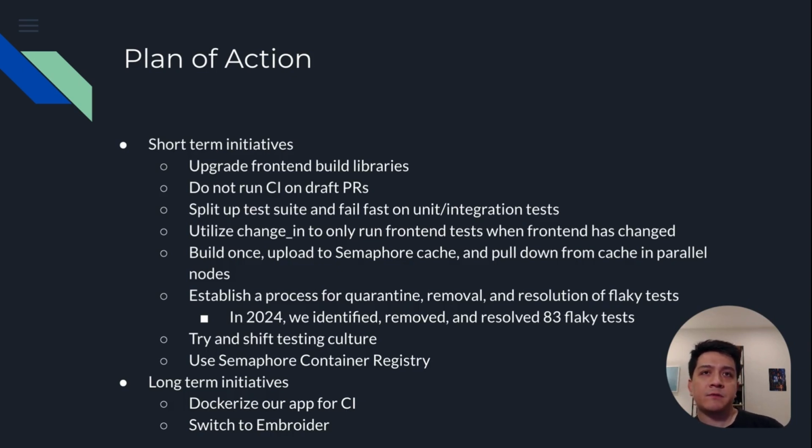We also split up the test suite to fail fast on unit and integration tests. As we've noticed, the unit and integration tests are the ones that run fairly quickly relative to our end-to-end tests. So if we were to split our CI into multiple stages and fail fast on the unit and integration stages before we even think about executing the end-to-end tests, then that could save us quite a bit of time, since we don't need to really run the end-to-end tests until the first phase passes.